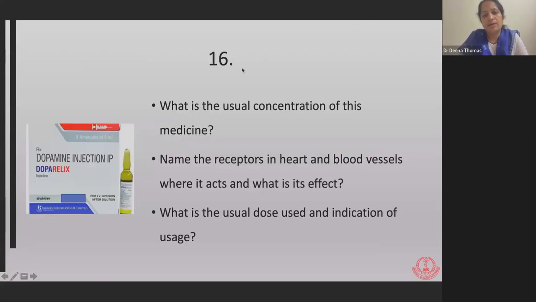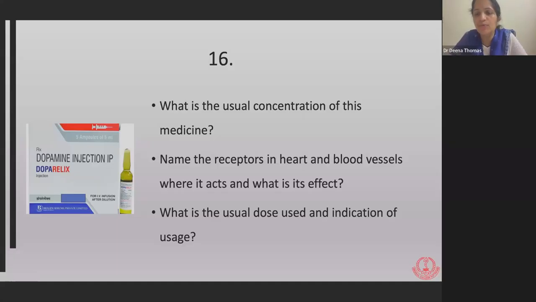Last four. What is the usual concentration of this medicine? Dopamine. And what is the indication? Which type of shock will you use it in? That is what I'm looking for. 40 mg per ml. Very good. 40 mg per ml. Next, what is the indication? So I have got the answer for the concentration. In what type of shock will you use it?